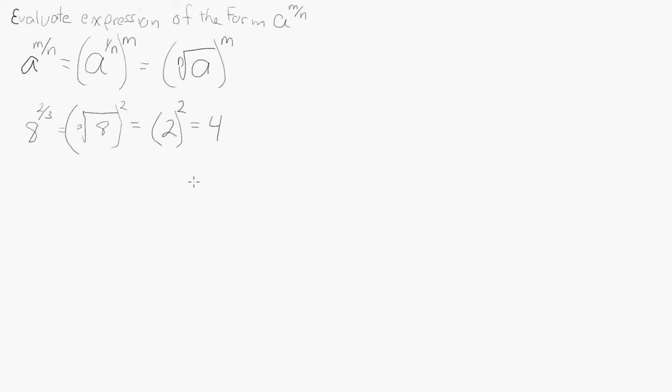Negative 16 to the 3/2. This exponent works directly on the number preceding it, which in this case is a positive 16, unless there are parentheses. So let's take a look at this for a quick second. 2 squared equals 2 times 2. This should be no surprise to anybody. Negative 2 squared equals negative 1 times 2 times 2, negative 4.